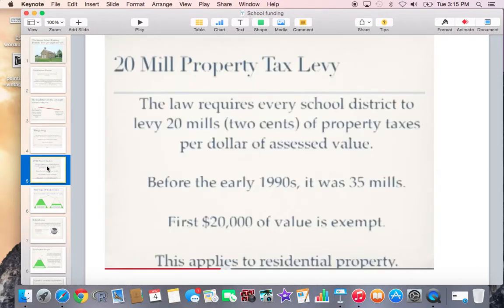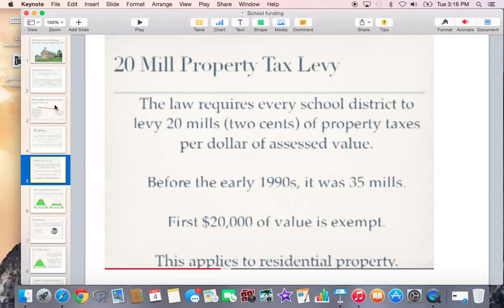But once it's done, we then move on to raising the revenue. Now we've got the number of pupils times the per pupil amount times the weights. But where are we going to get the money? Well, it starts with a minimum 20 mil property tax levy. A mil means 1/10 of a penny. And it is Kansas state law that every school district in the state levy at least 20 mills, or 2 cents, of property taxes per dollar of assessed value in order to raise money for its schools.